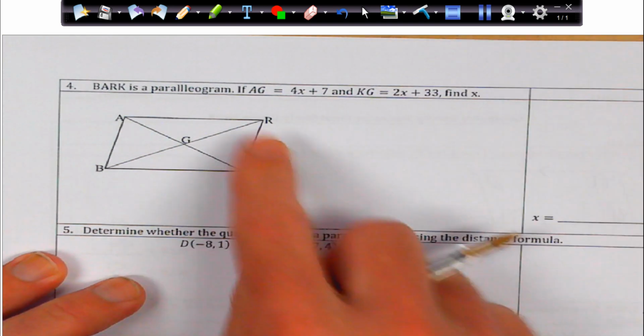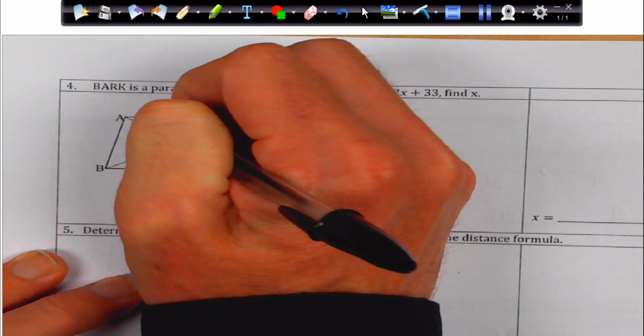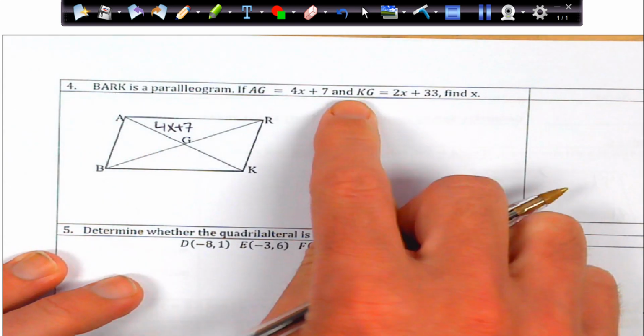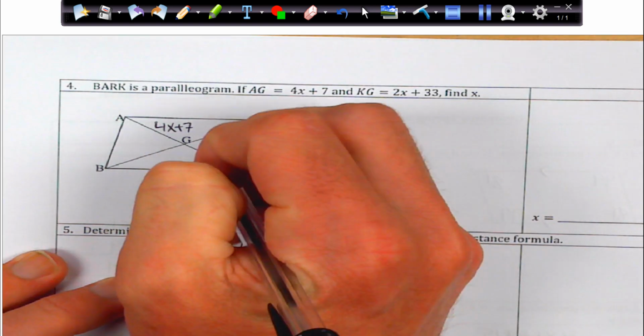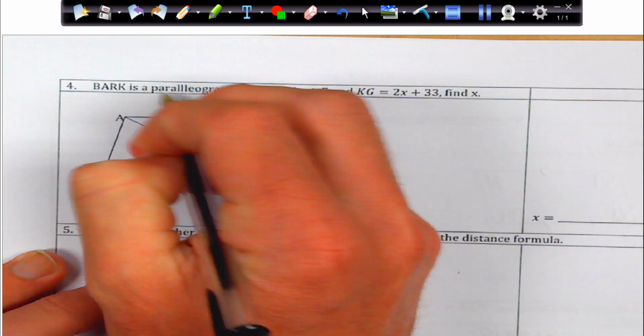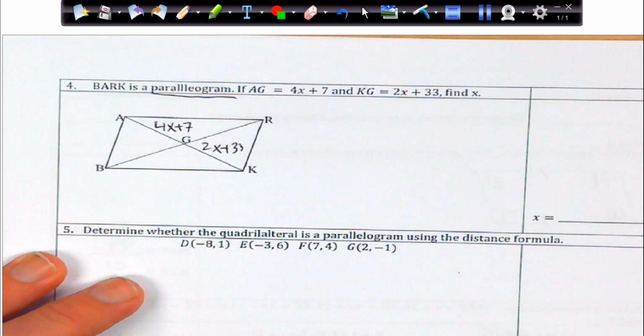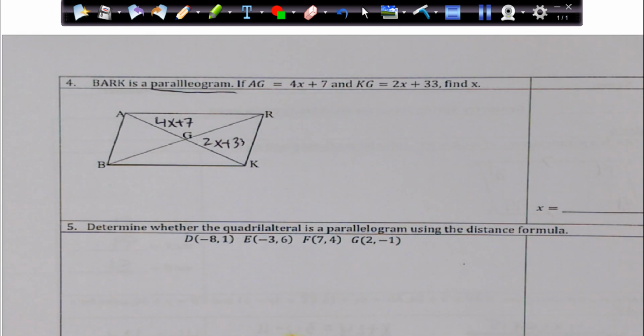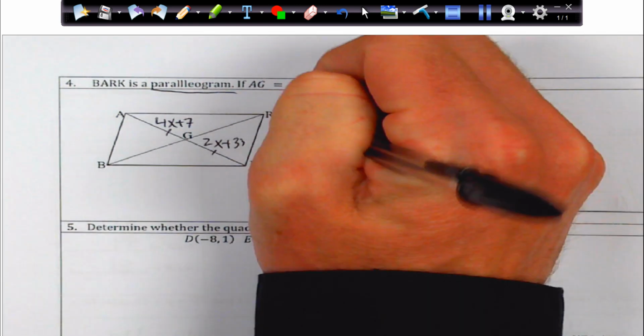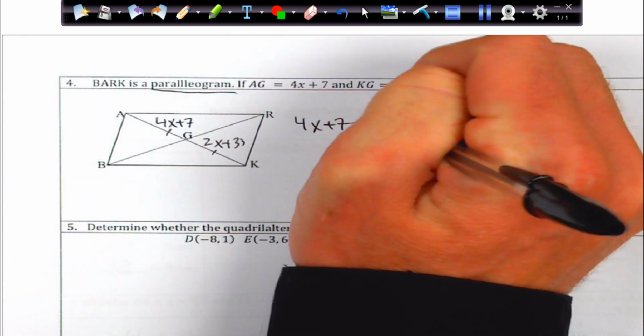All right. AG is 4x plus 7, and KJ is 2x plus 33. This is a parallelogram right here, and we want to find x. Well, part of our parallelogram rules is diagonals bisect, so we actually know that these are congruent. So we're going to just set these equal to each other and solve.